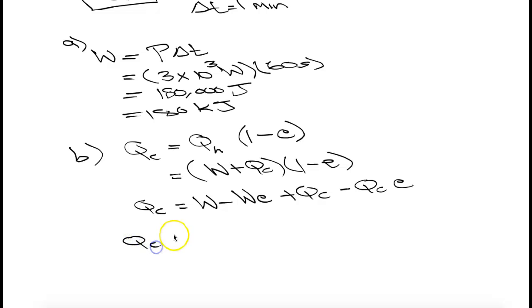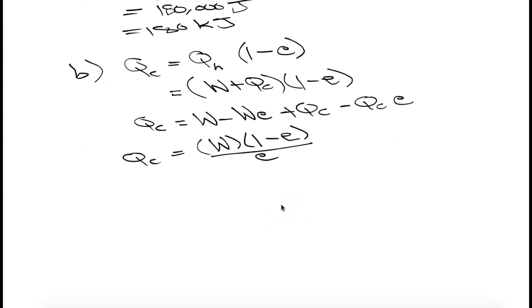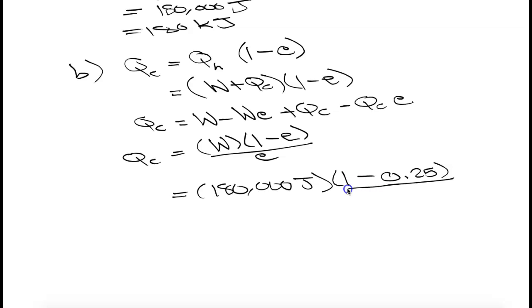And if we solve for QC from that expression up here, we get that it's equal to W times 1 minus the efficiency over the efficiency. And plug in the values that we know. We know that the work is 180,000 joules. 1 minus the efficiency, we're told, is 25%. So 0.25 all over 0.25.